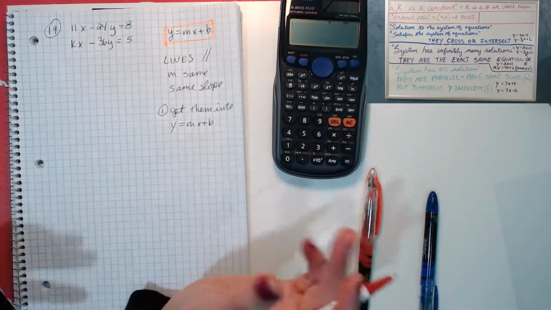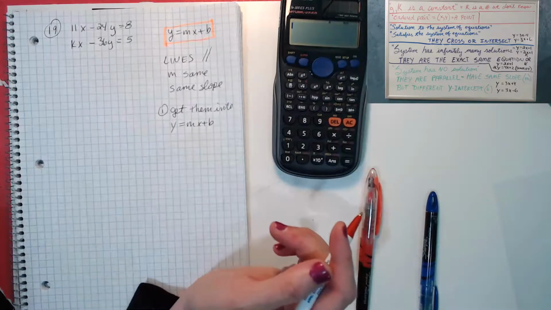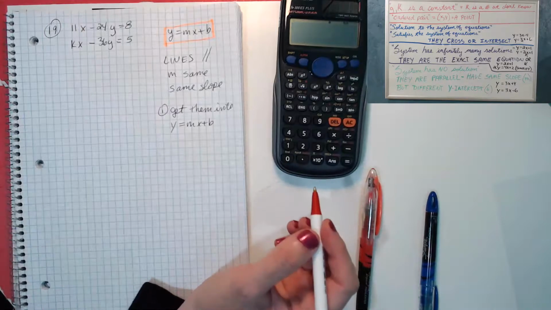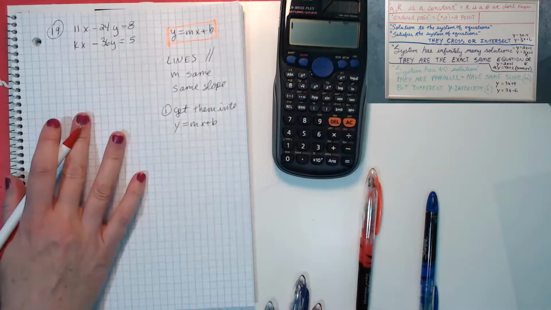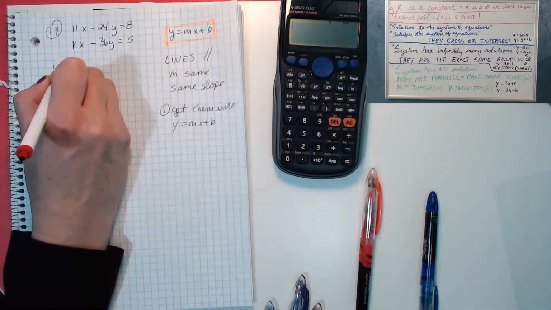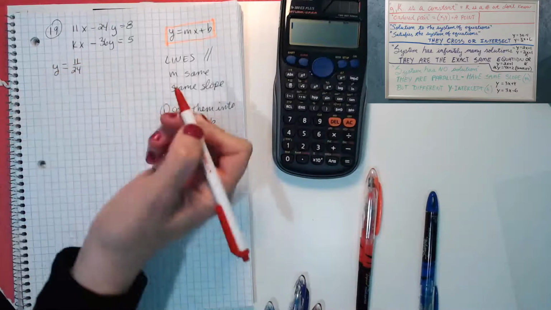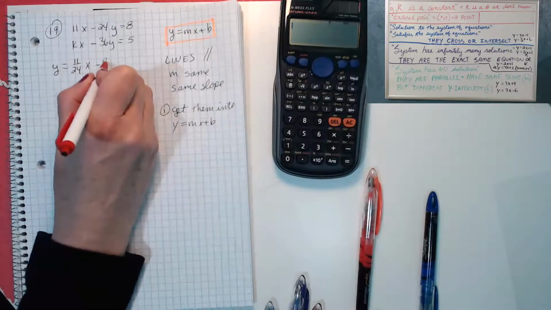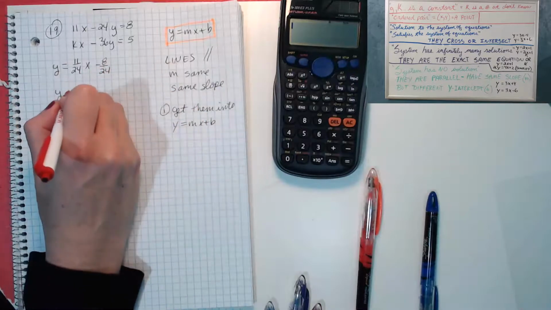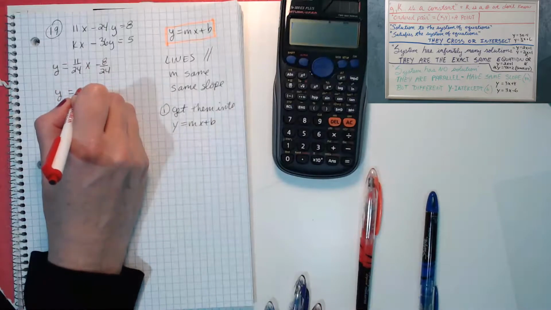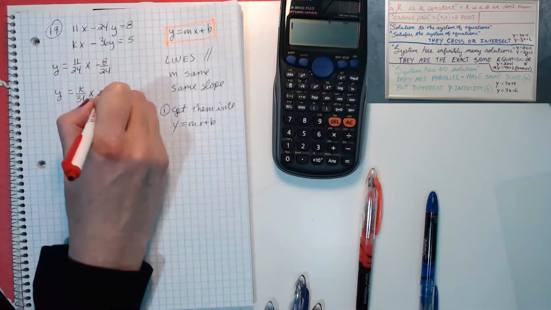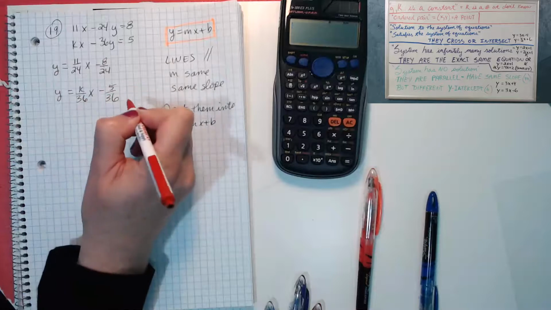So we're going to do the same similar thing we just did in the last problem. Let's see here. Okay. I'm going to go ahead and just give you how I solve those to save time. In the first one, I end up with y equals 11 over 24x minus 8 over 24. The second one, y equals k over 36x minus 5 over 36.